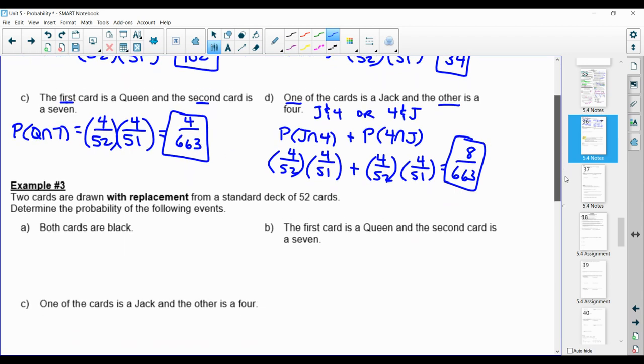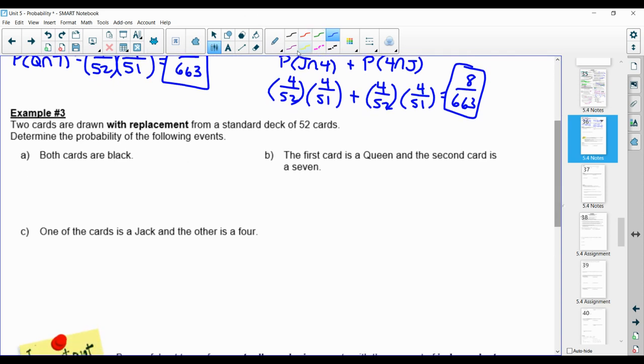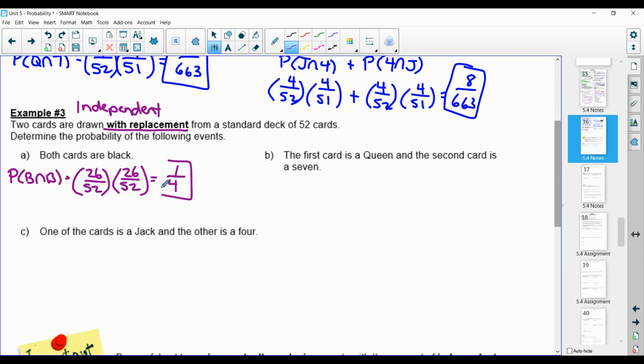Now, what if these same questions were asked, but we had the cards being replaced, so with replacement? If the 2 cards are being drawn and they are being replaced, this is now independent, so we don't have to consider the conditional probability. So first one, both cards are black. So probability of black and black. There are 26 black cards in the deck out of 52. And we're putting that card back, so that means we still have 26 cards out of 52. Or you could think about that as 1/2 times 1/2, which is 1/4.